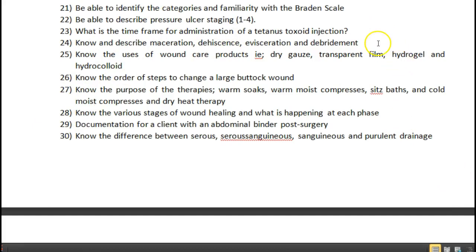So know maceration, dehiscence, evisceration, and debridement. You guys want to know that. You want to be really clear on what that is.